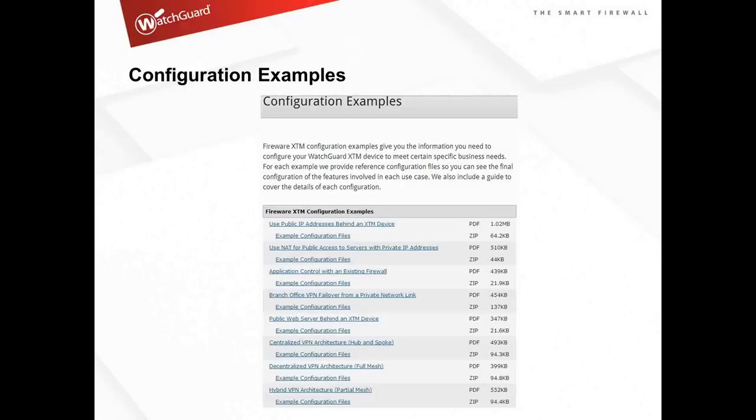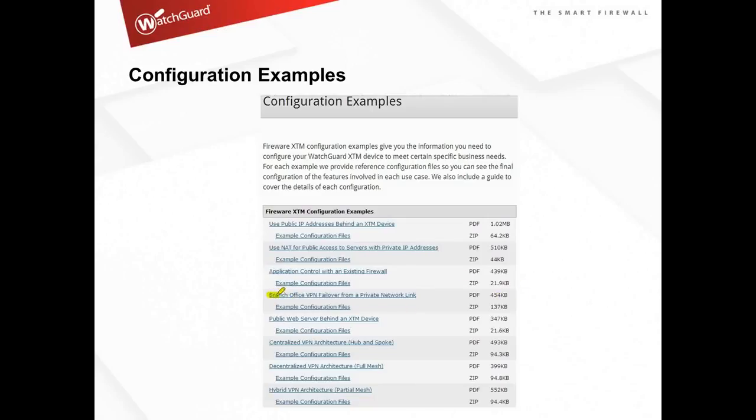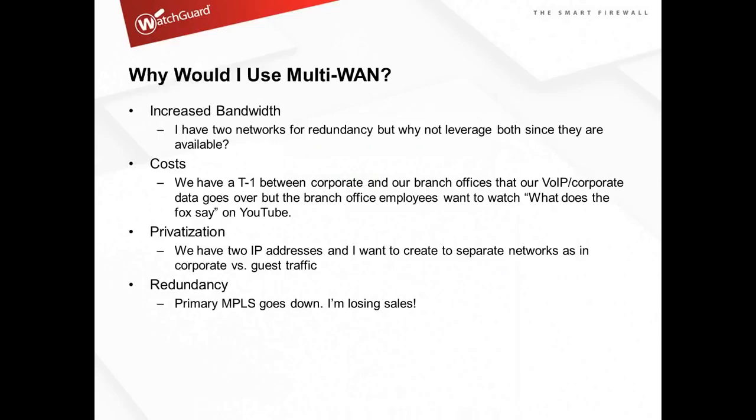And there are a number of them, actually, when you look at, for instance, doing multi-WAN. Let me just highlight, bring your attention. We have a branch office VPN from a private network link, as well as example configuration files that you can find there. So again, if you're an existing WatchGuard customer or you want to be able to look at how to do various features of WatchGuard, check out that section. And definitely reach out to your sales engineer if you have any questions about anything in there.